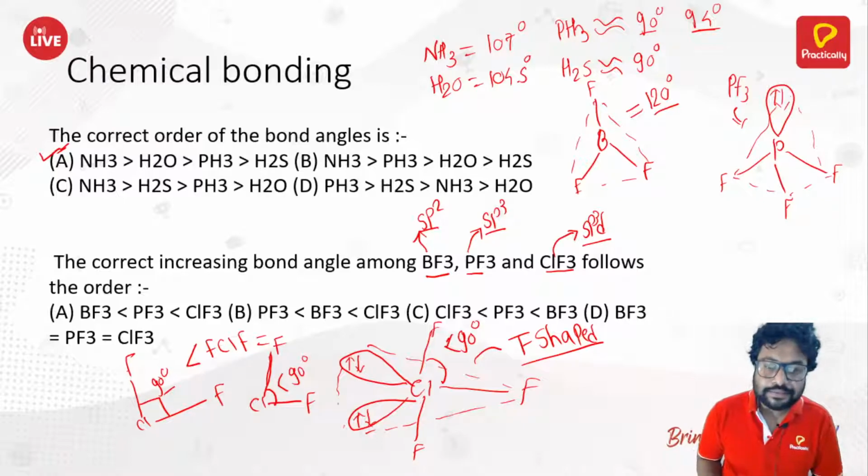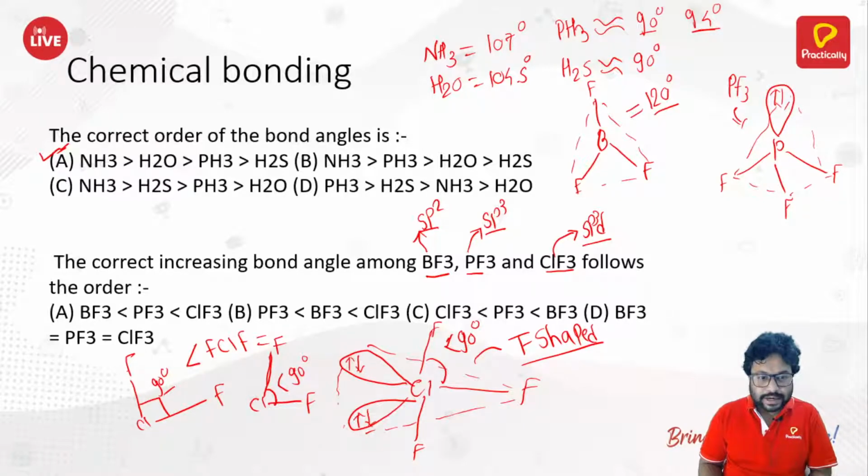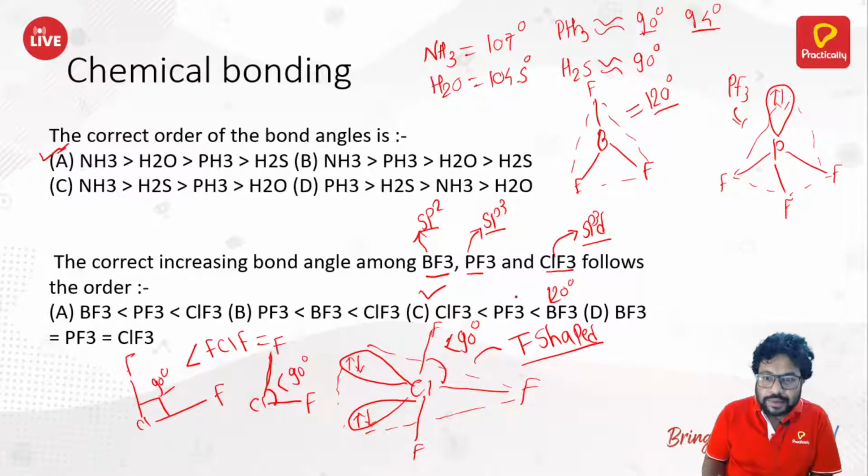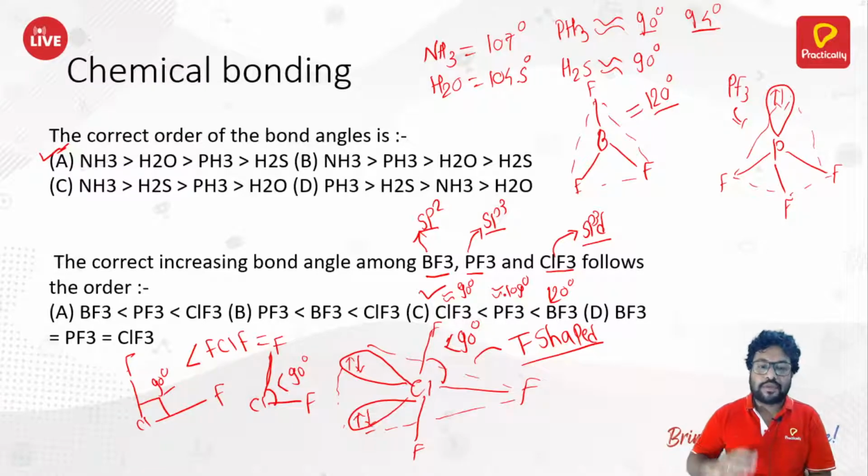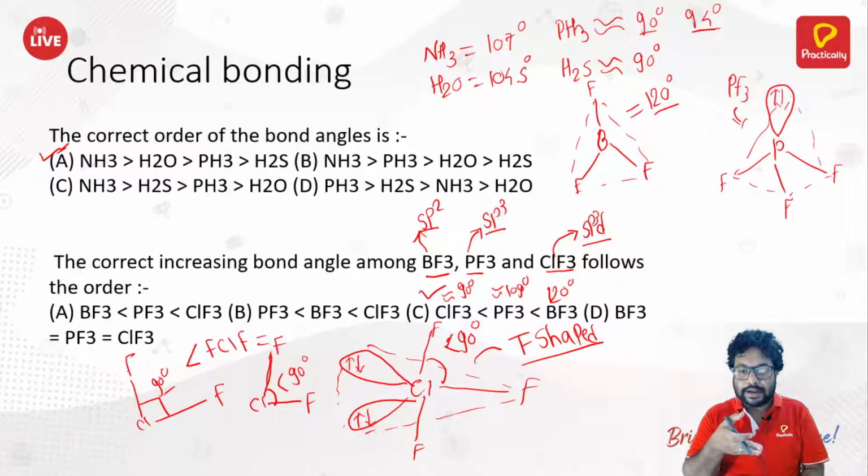And that is why, what is the correct option here? See, this is the correct option, C. You have BF3 which is 120, PF3 which is closer to 109 degrees, and ClF3 which is closer to 90 degrees. That is why option C is correct. So the correct order of bond angle is ClF3, PF3 and BF3.